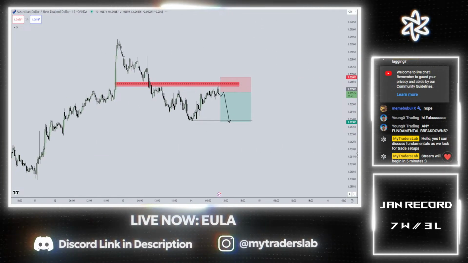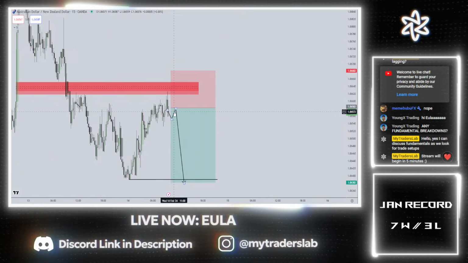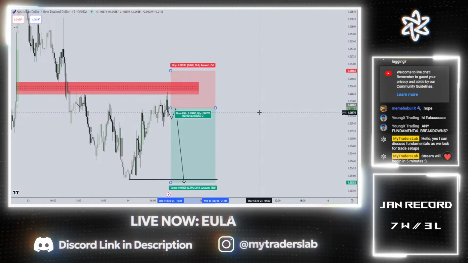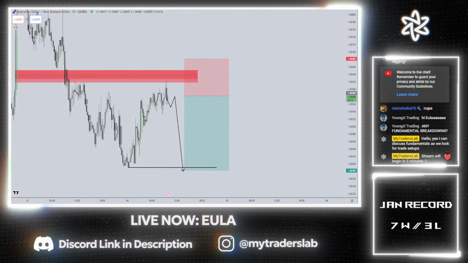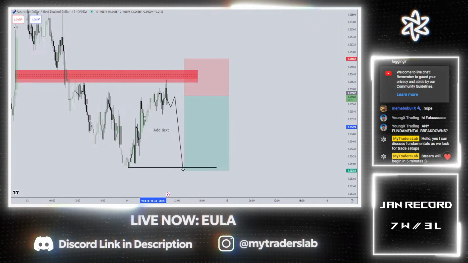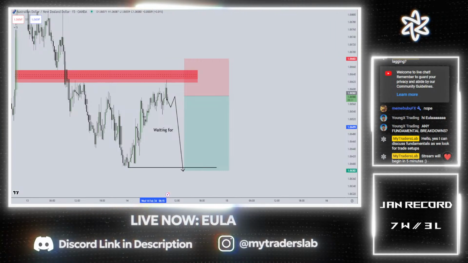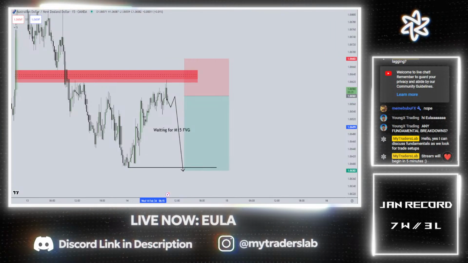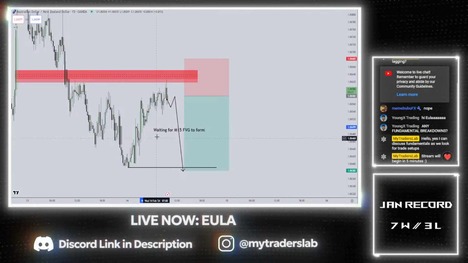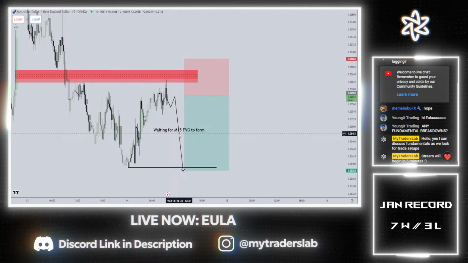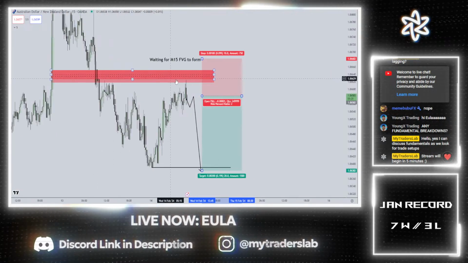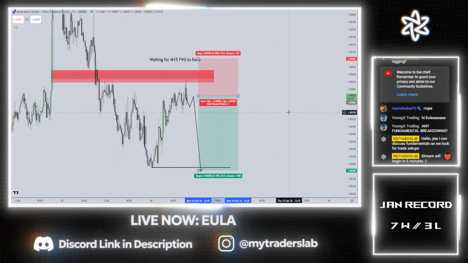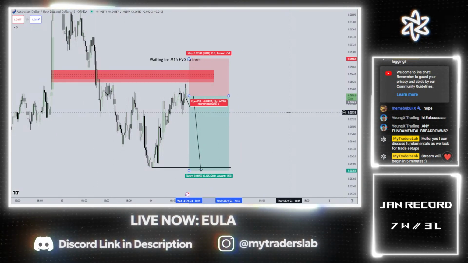So if we can see a 15-minute imbalance, then I'll look to take a trade here. I'm going to type it out in case you guys did not catch me. Looking for M15 FVG to form. So once the 15-minute fair value gap is formed, then we can probably take a trade, because we see a very nice rejection of this double coinciding point of interest here.